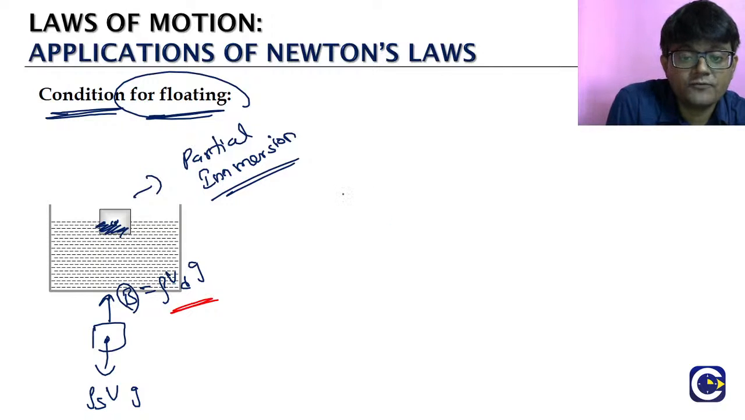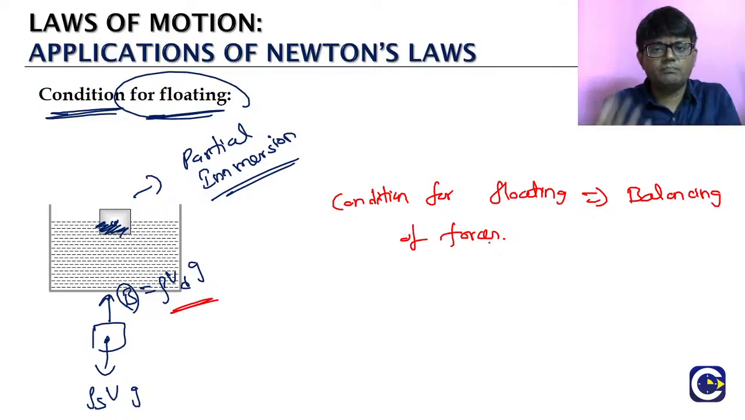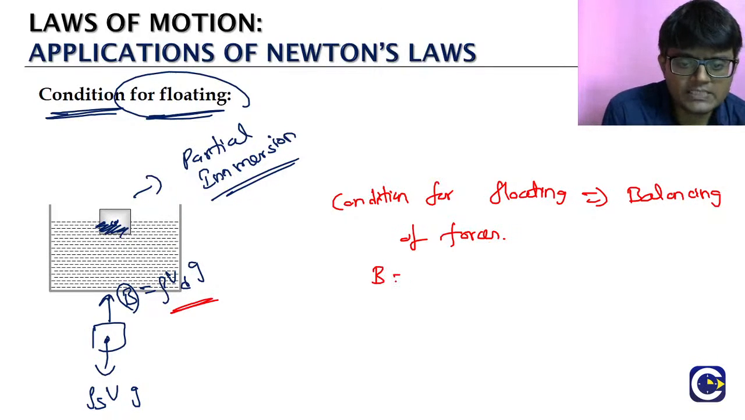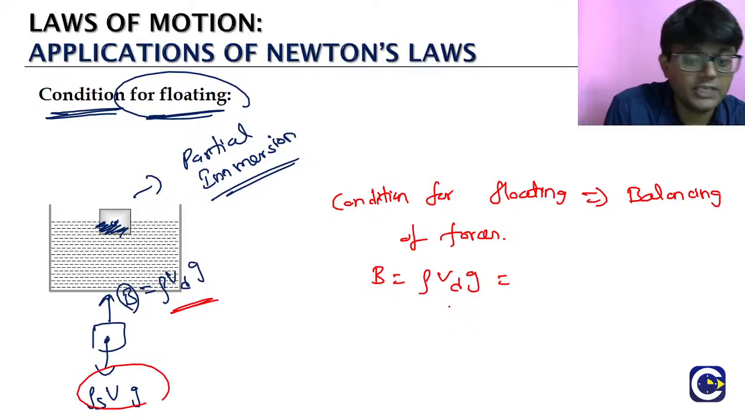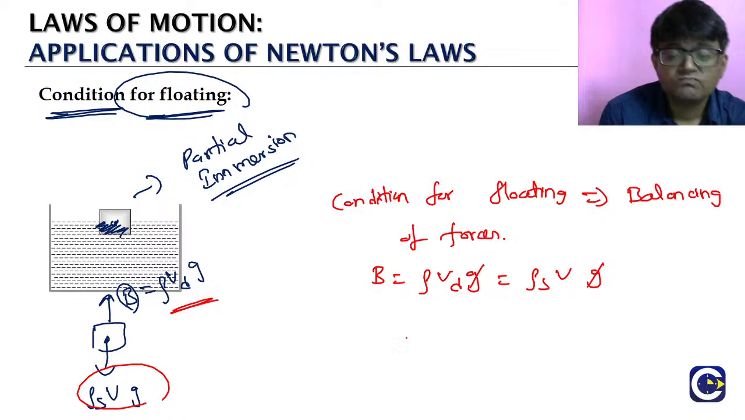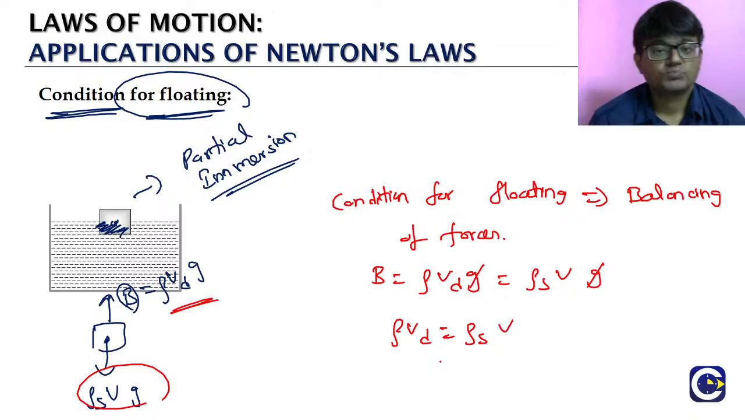So what is the condition for floating? The condition for floating is nothing but balancing of forces. That's it. There is buoyancy up, weight down. Balancing should happen. Buoyancy, whose value is rho, the density of the liquid, times the volume of the liquid displaced, times g, should be equal to the weight of the body. g is cancelled. So rho into Vd is equal to rho S into V.